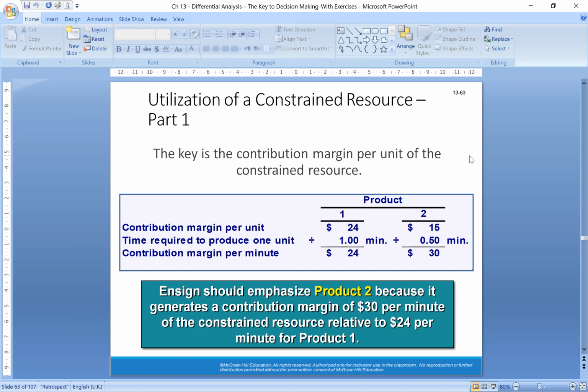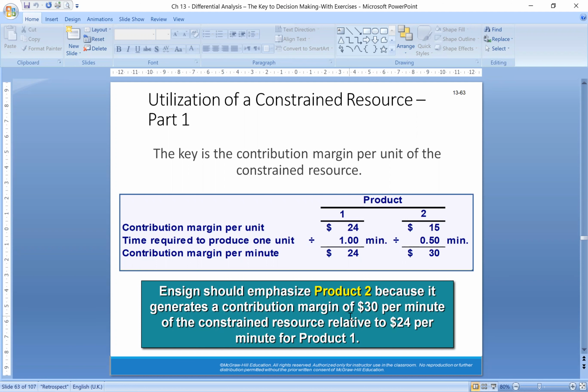We are not talking about the unit or the product here. The key is the contribution margin per unit of the constrained resource. Our limited resource is the machine, right? So we are talking about the contribution margin per our constrained or limited resource, so it is the minute. We have a limited resource for our machine, so the maximum we can use is 2,400 minutes. That's why we have to calculate the contribution margin per 1 minute.